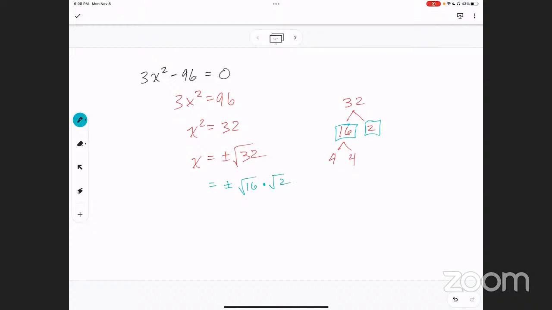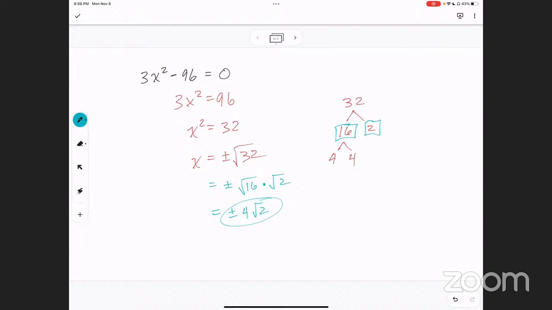You understand that? Yeah, but the only question is his answer is 4 root 2. Well, we're not done yet. What's the square root of 16? 4. So plus or minus 4 root 2. That's your answer. Okay, so how you did that? You had 16 and 2, and then you had 4 and 4.